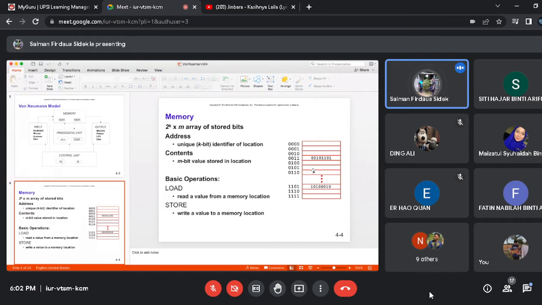Cuba kira sikit guna calculator. We just want to see how we can pronounce or say this size of memory. 2 kuasa 4 times 8 is 128. Betul ke? Yes. So the size of this memory is 128 bits.